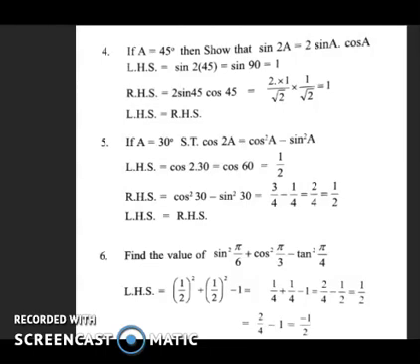Similarly, fifth sum, if A is 30 degree, show that cos of 2A is equal to cos square of A minus sin square of A. The same procedure you need to follow here also.